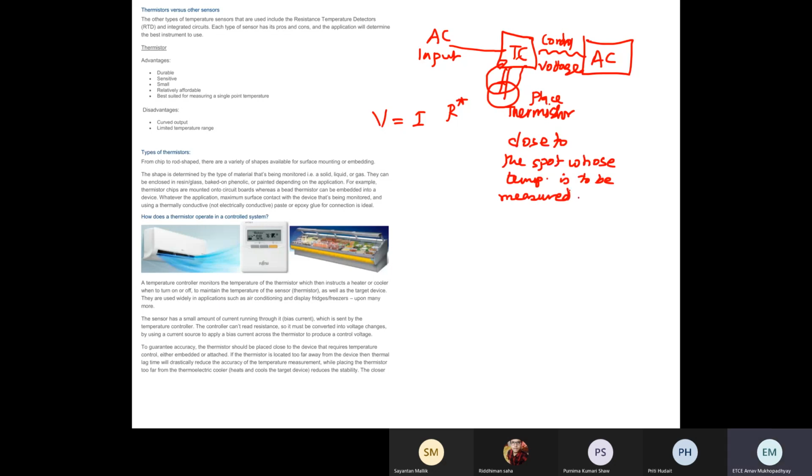So generally it is attached to the device whose temperature is to be measured. The more accurately you want the reading to be, the closer you have to keep it.